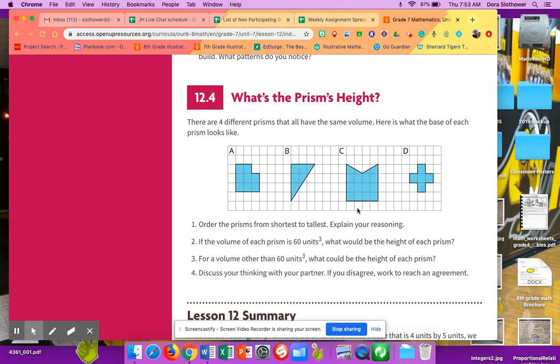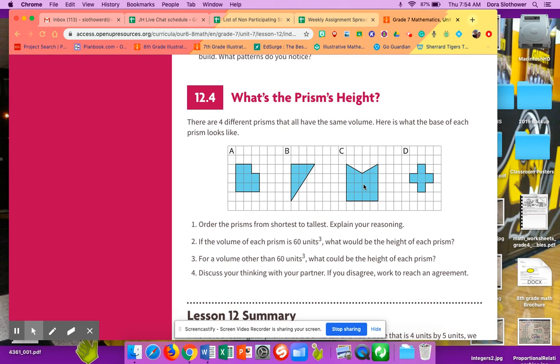Okay? So I would say the very, very shortest, because it says shortest to tallest. So the shortest one with the biggest base is going to be C. And then the next shortest would be A, because that has the next biggest base. And then B, and then D. So C, A, B, D.